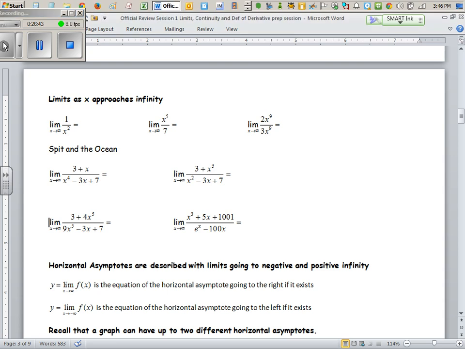Right. So being bottom heavy, top heavy, and of equal degree, we get these 3. Okay, and you guys know what it means. It means that this graph approaches 0, this graph approaches infinity, and this graph approaches 2/3.